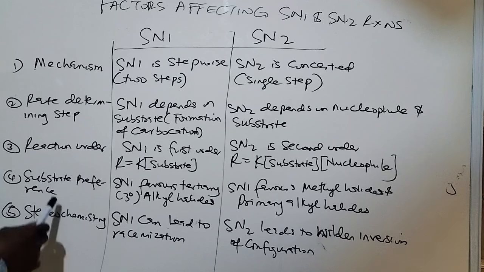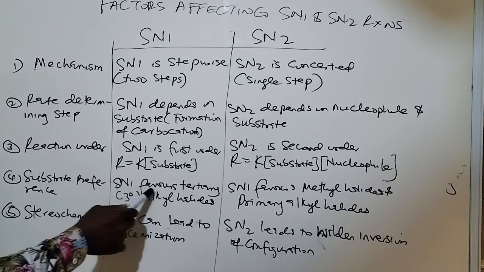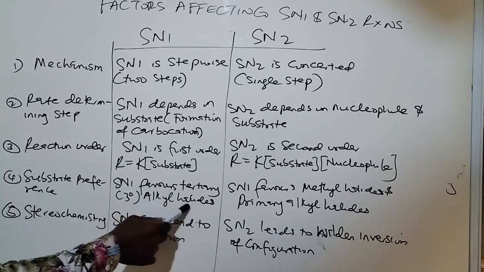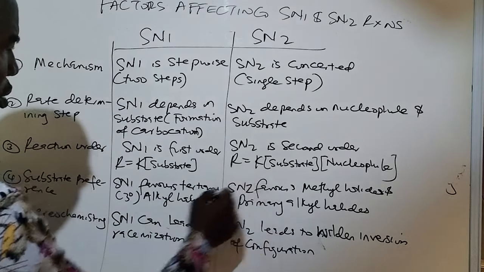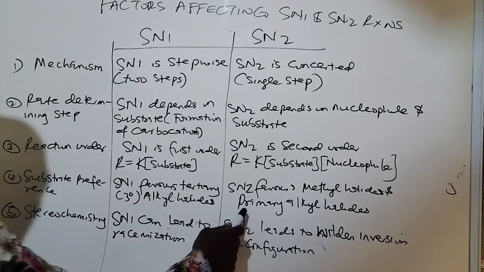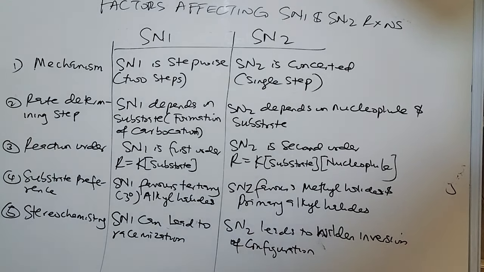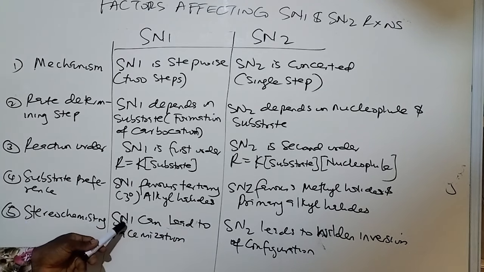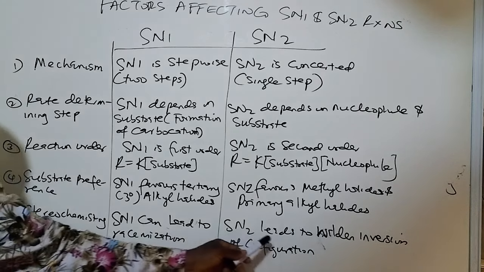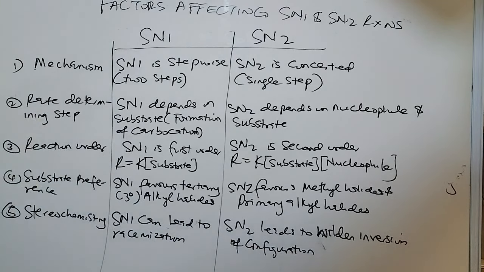Then number 4, substrate preference. SN1 favors tertiary or third degree alkyl halides, as we explained in our teaching. SN2 favors methyl halides and primary or first degree alkyl halides. Then stereochemistry of the product. SN1 can lead to racemization, if the central carbon is chiral, and SN2 leads to Walden inversion of configuration. So these are the differences. We still have 2 more differences between SN1 and SN2 reactions.